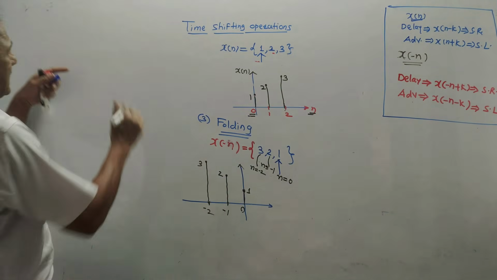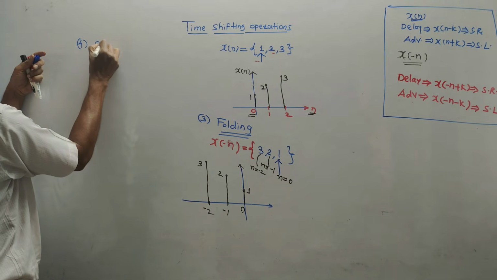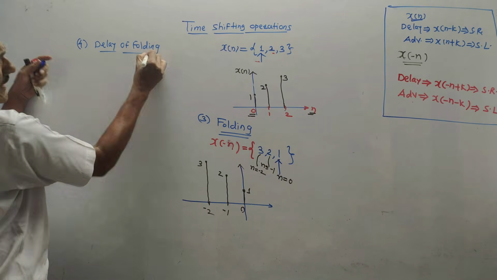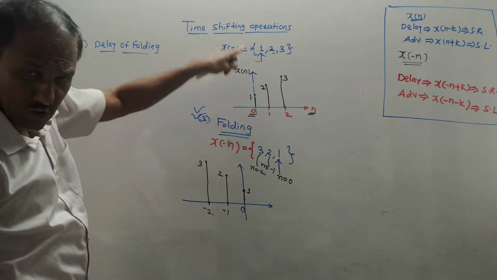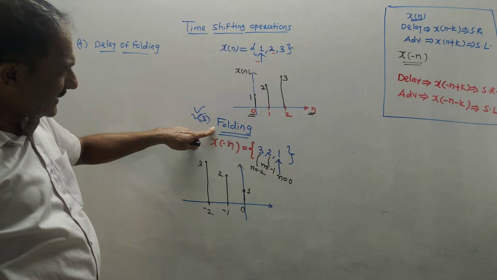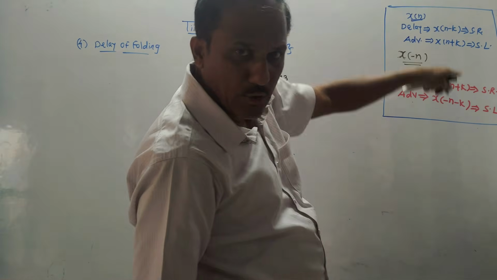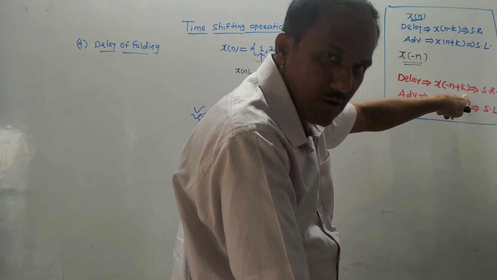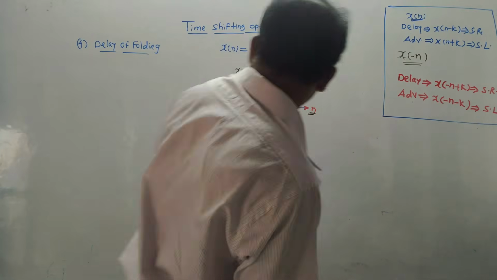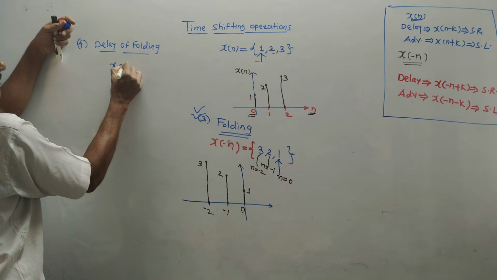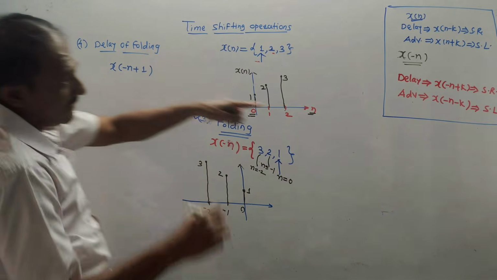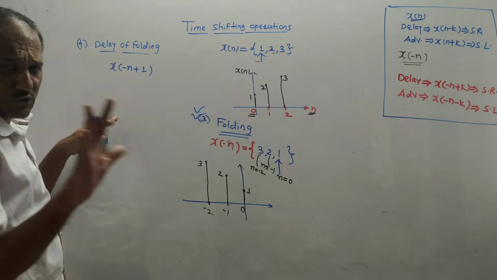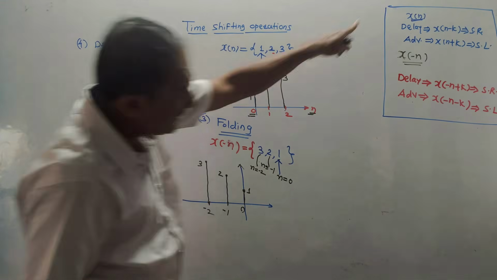Now let us discuss the fourth operation, that is delay of folding. Suppose I want to delay this folded signal. I am referring to this folded signal, not the original diagram. I want to delay this folded sequence by one position. I have made a list of notations. So delay by k is x of minus n plus k. I want to delay the folded sequence by one position, so the corresponding notation will be x of minus n plus 1. Why? Because the notation is x of minus n plus k, and in place of k, I have put the value 1. Stick to the basics. This is the notation which I have generated.